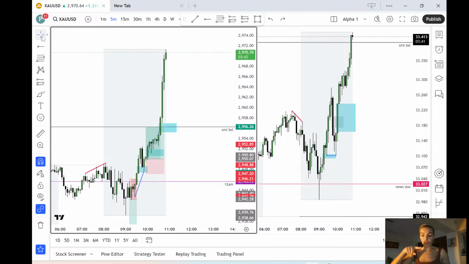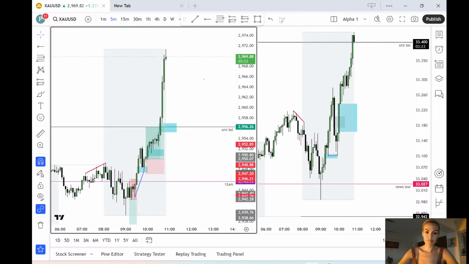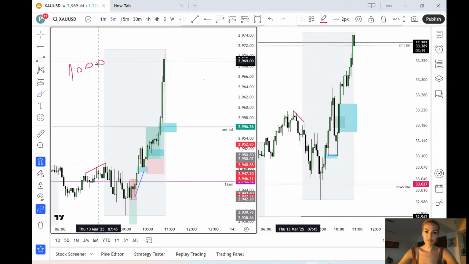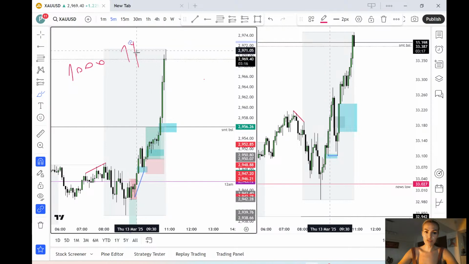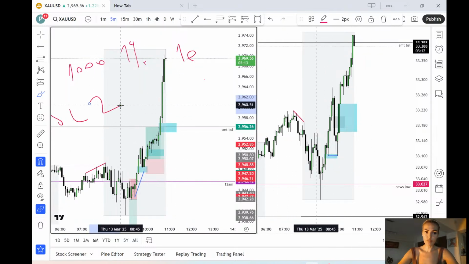And in order to calculate really fast what your lot size should be, okay? For example, if your account is 1,000, right? And you want to risk no more than 1%, which is $10, okay? And your stop loss is 20 pips.